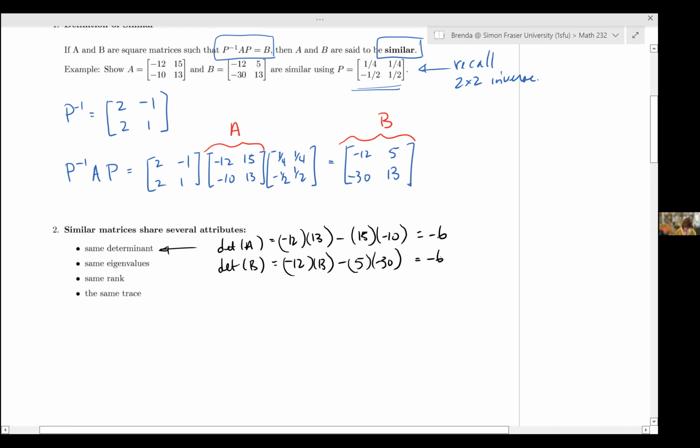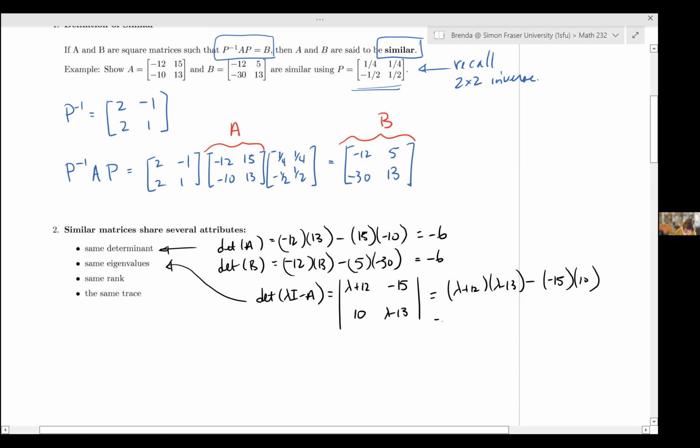That always happens. Okay, I claim also that A and B, being similar matrices, have the same eigenvalues. So let us calculate what those are. How do I calculate an eigenvalue? I take the determinant of lambda I minus A, and I set that equal to 0. So let me take that determinant. That is going to be lambda plus 12 minus, this is lambda I minus A, like that. Okay, and then I do A times D minus B times C.